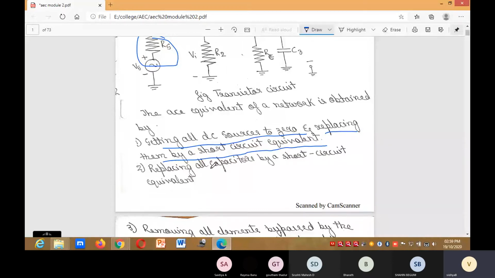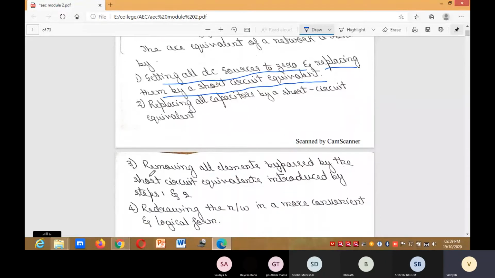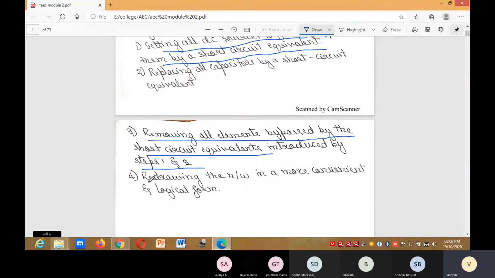Next, replacing all capacitors by a short circuit equivalent. Okay, all capacitors we need to replace by a short circuit. Next, removing all elements bypassed by the short circuit equivalents introduced by steps 1 and 2. Next, redrawing the network in a more convenient and logical form.